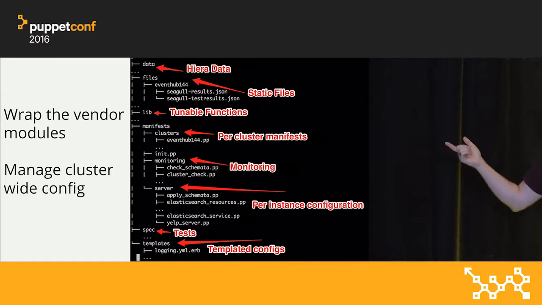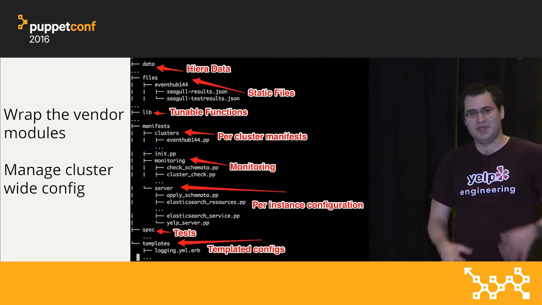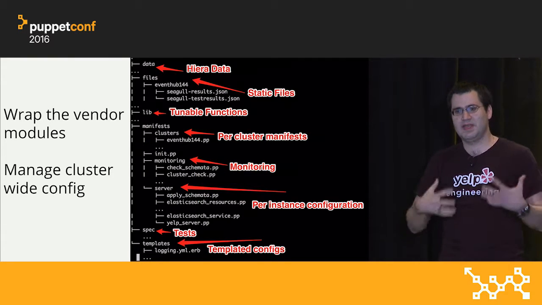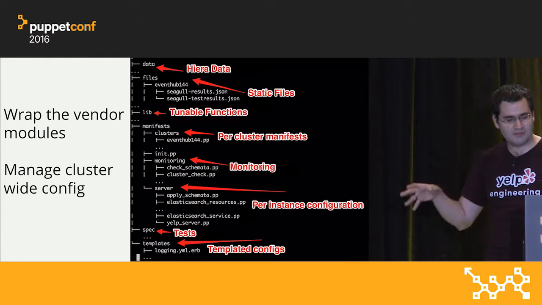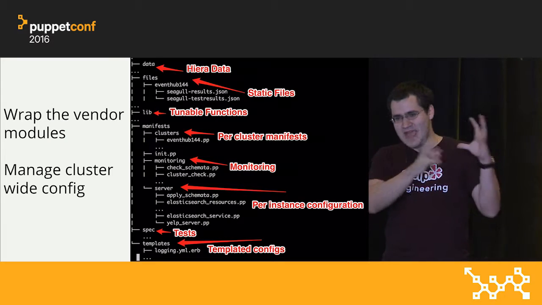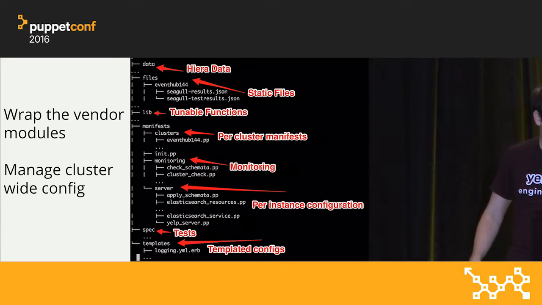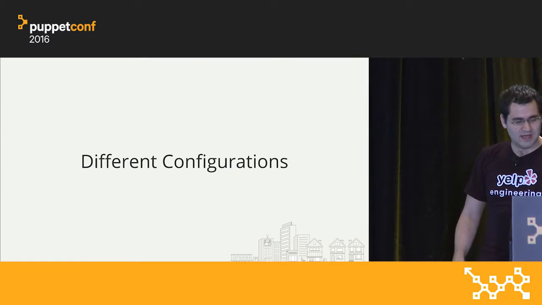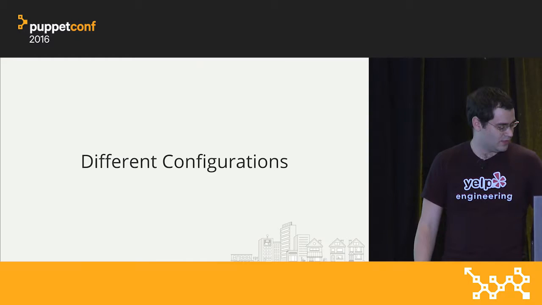Of course, we have tests, and then finally we have templates. For the rest of this talk, we'll be walking through these and explaining what each of these components brings and how you can use them to automate your data stores. And I should mention that every Elasticsearch cluster or Cassandra cluster, every X cluster module, follows this general pattern at Yelp, and it's very powerful. But why is it very powerful? Well, it's really powerful because it allows you to support different configurations on your clusters.